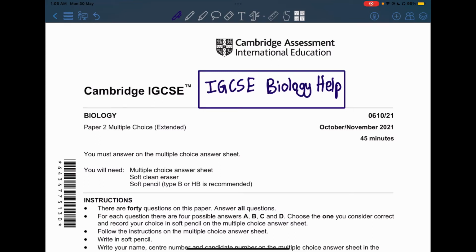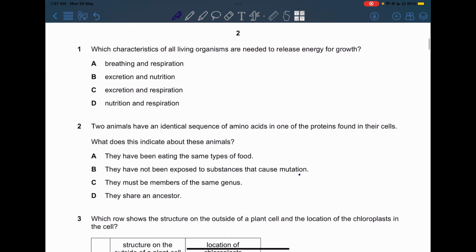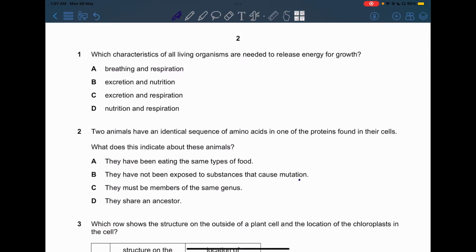Hello everyone, in today's video I'm going to be solving the October-November 2021 paper 2 variant 1. So let's start solving. Question number 1, which characteristics of all living organisms are needed to release energy for growth?